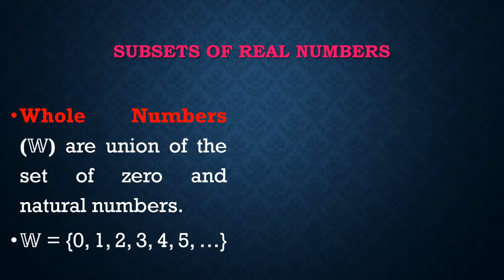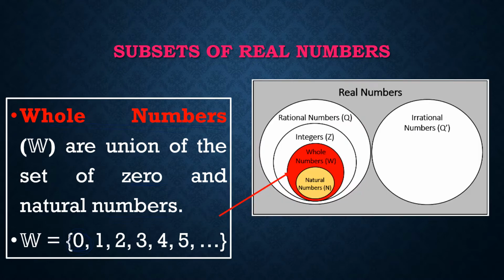Then the set of whole numbers is the union of the set of 0 and natural numbers. So just include 0 in the set of natural numbers. Instead of starting with 1, we start with 0. Once we've included 0, that is considered the set of whole numbers. As you can see in this diagram, whole numbers cover natural numbers. It means that natural numbers are a subset of the set of whole numbers.